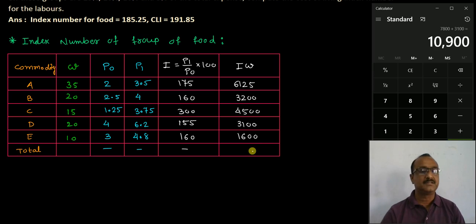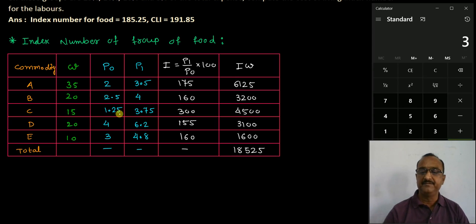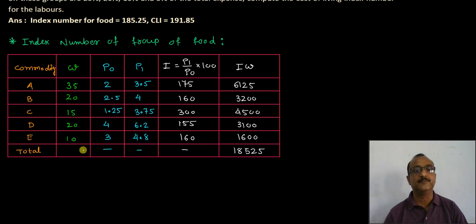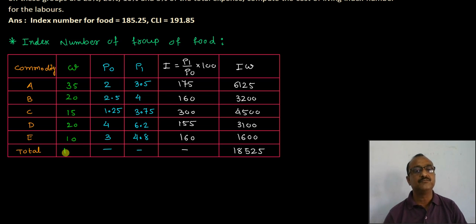There is some mistake. 6125 plus 3200 plus 4500 plus 3100 plus 1600, it is equal to 18525. Okay. Now find out total of W. Okay, see total of W. 35 plus 20 plus 15 plus 20 plus 10 equals to 100. Okay, 100. So answer is 185.25. Okay, total of W is 100.